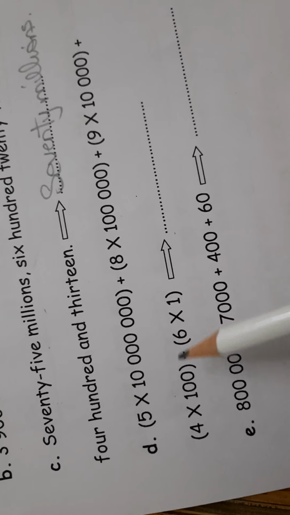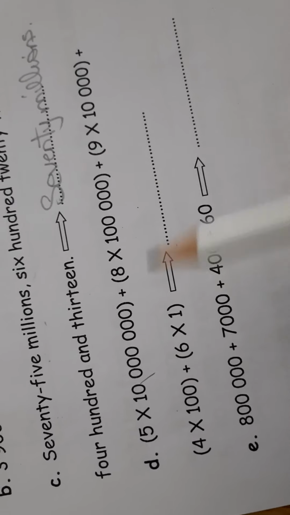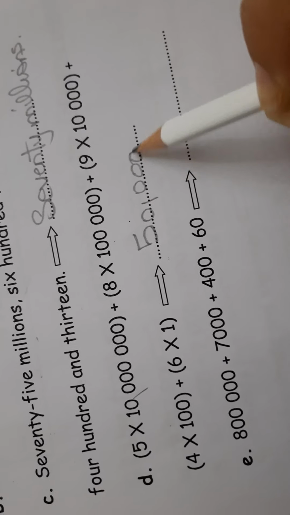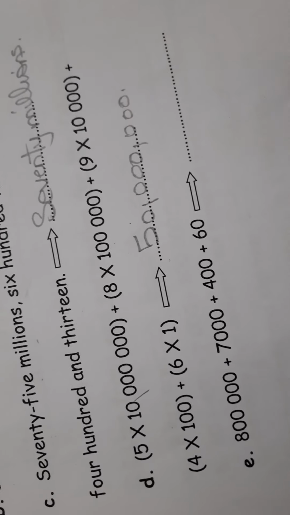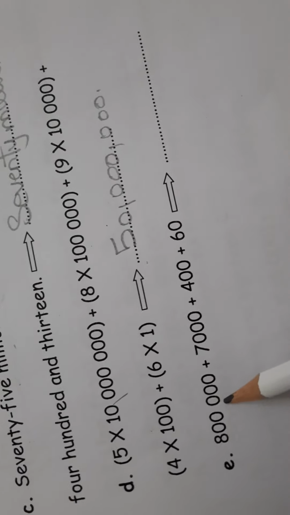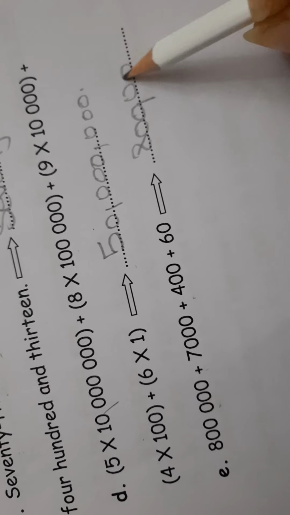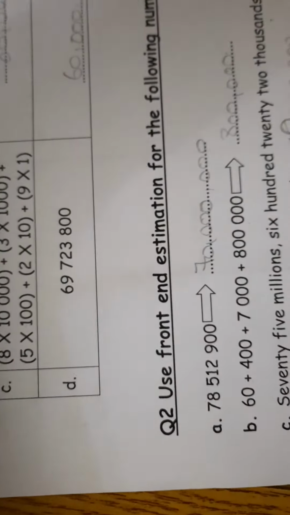Number D, the biggest number, 50 million, so I will pick the biggest place value, which is 50 million. 800,000, the biggest place value, the biggest number here, I will pick 800,000. Next.